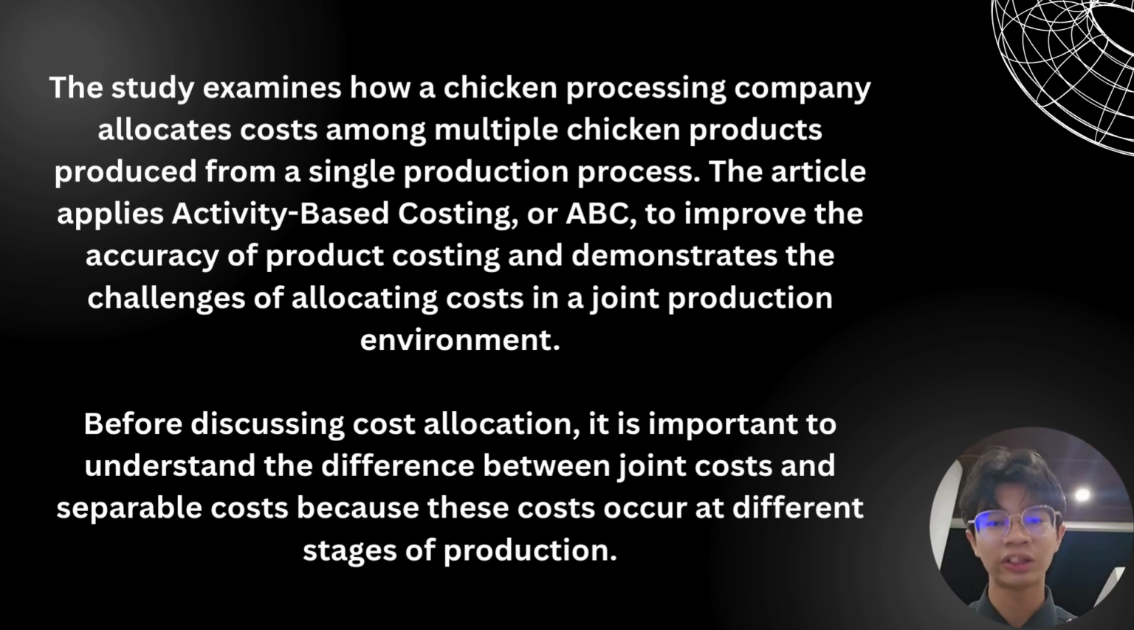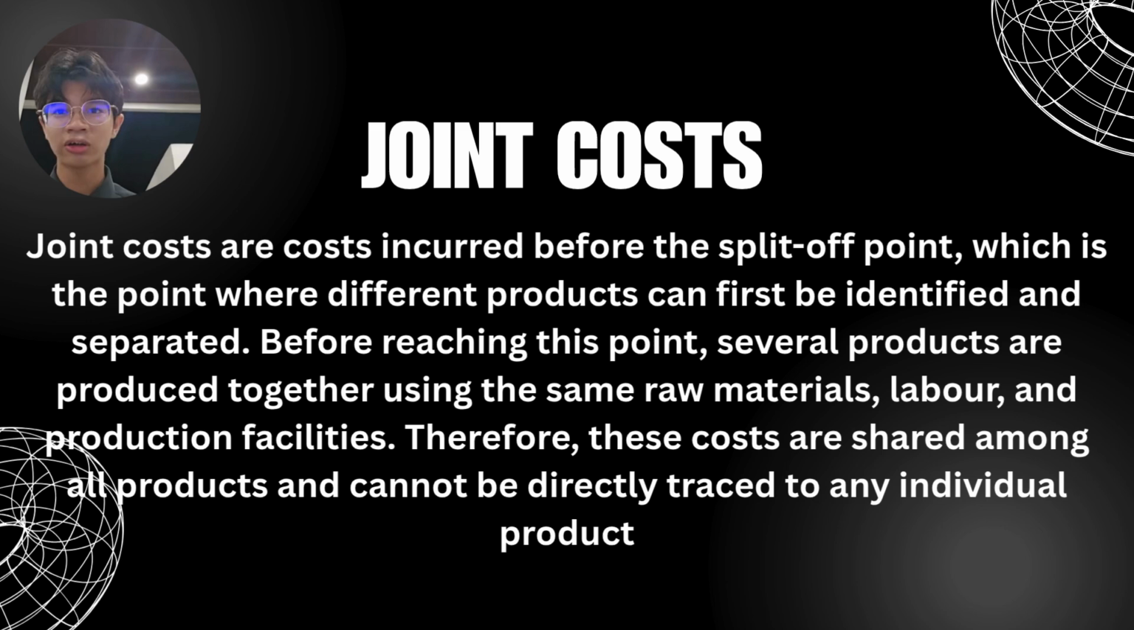Before discussing cost allocation, it is important to understand the difference between joint costs and separable costs because these costs occur at different stages of production. First, let us discuss joint costs. Joint costs are costs incurred before the split-off point, which is the point where different products can first be identified and separated. Before reaching this point, several products are produced together using the same raw material, labor and production facilities. Therefore, these costs are shared among all products and cannot be directly traced to any individual product.